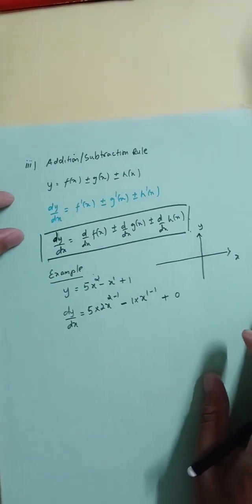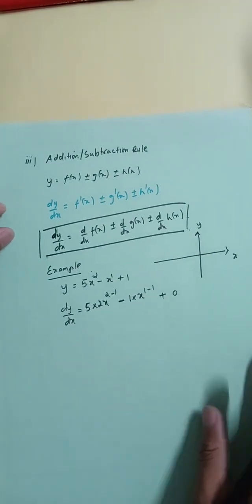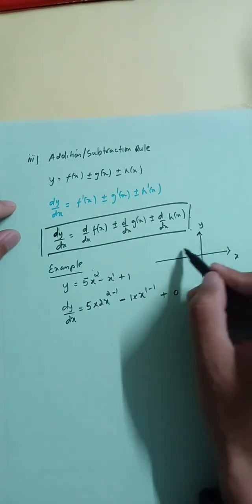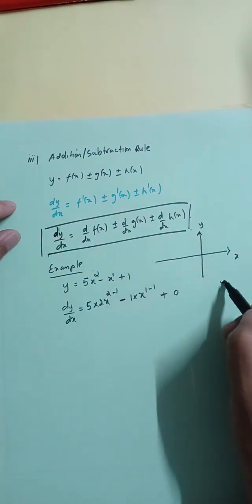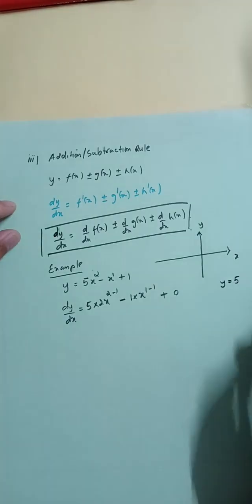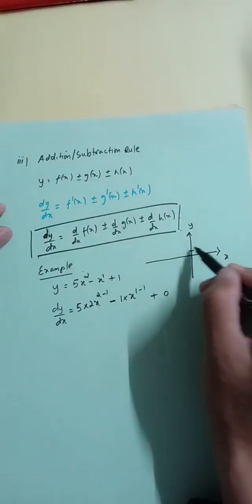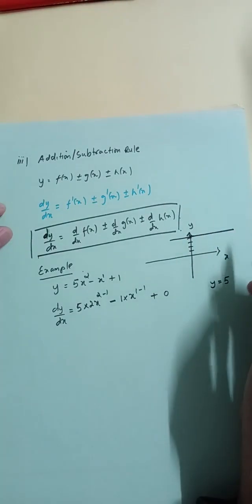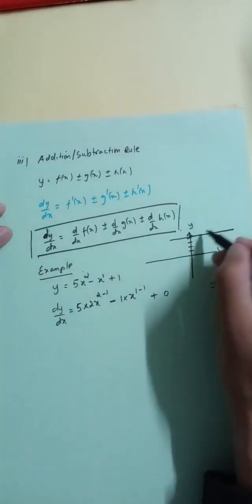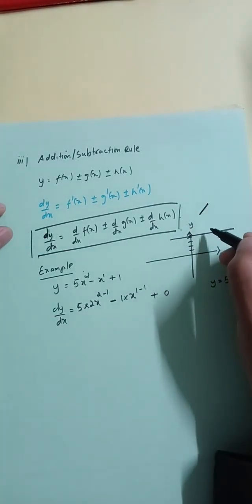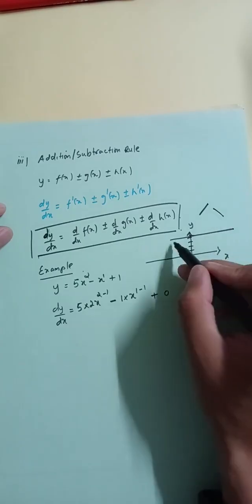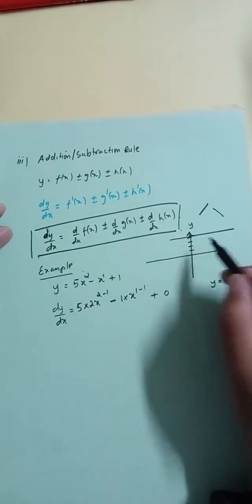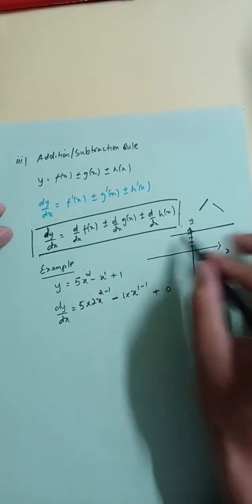So d by dx of a constant is 0, because for example if I say y equal to 5, the graph is a horizontal line at y equal to 5. We do not have slope there. It is a plain flat line, there's no slope. That is why the derivative of a constant is 0.